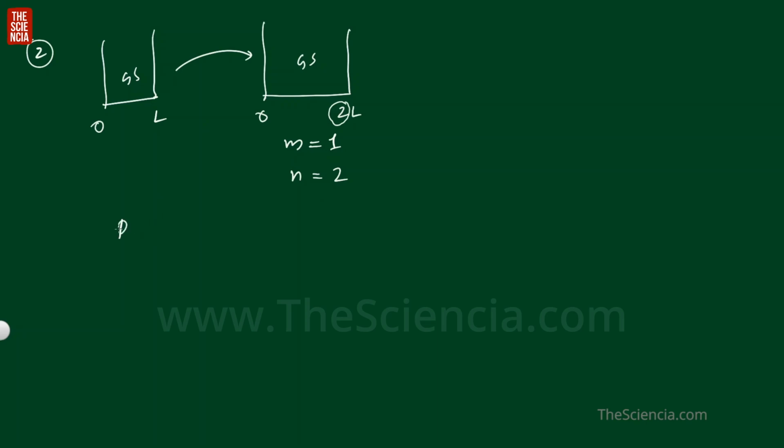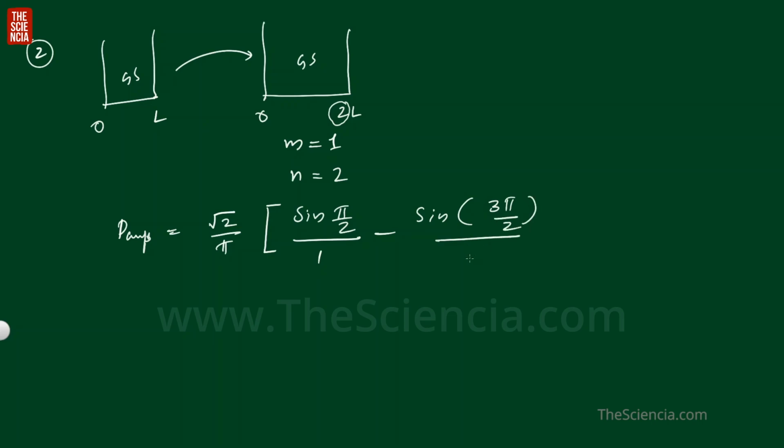So now we can find out the probability amplitude by our trick, that is equal to root n by pi, that is root 2 by pi, into sine of (n minus m) pi by n, that is sine of pi by 2, divided by n minus m, that is 1, minus sine of (n plus m) pi by n, that is 3 pi by 2, divided by n plus m, that is 3.